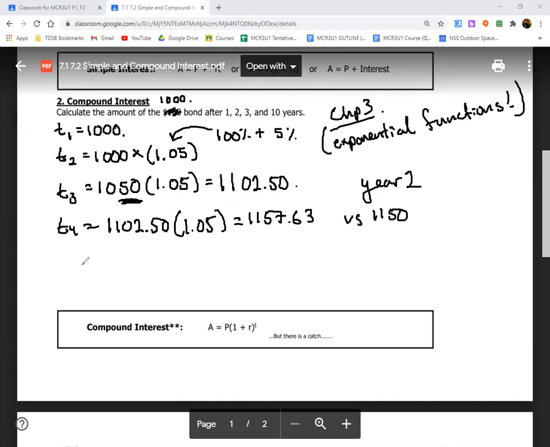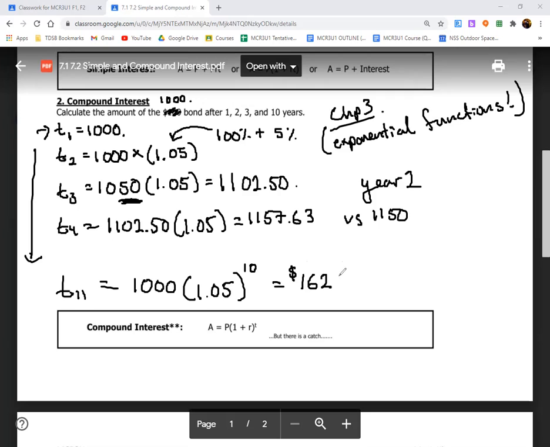So if this went to, so T1 is my 0 year. So if this went to term 11, in other words, year 10, that would be my original amount multiplied by 1.05 for 10 years. Where's that equal to? 1,000 something, versus simple interest of 1,500.